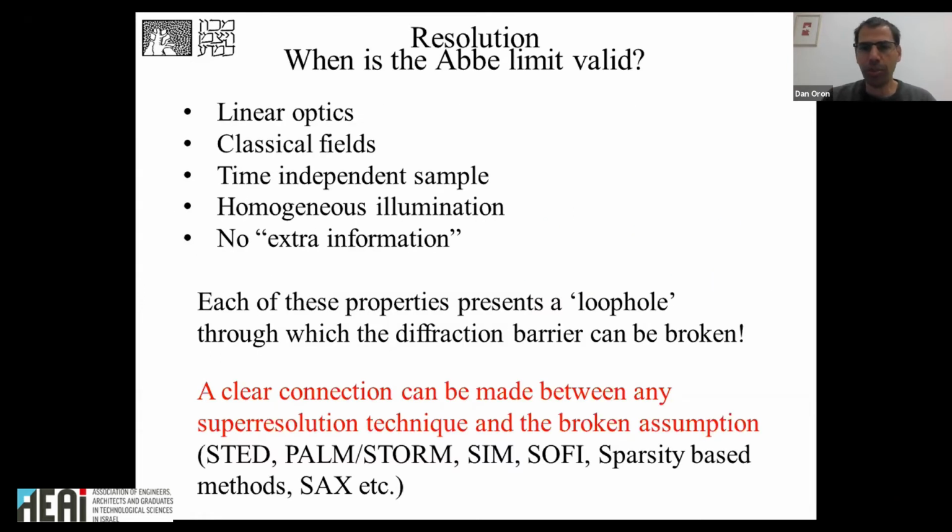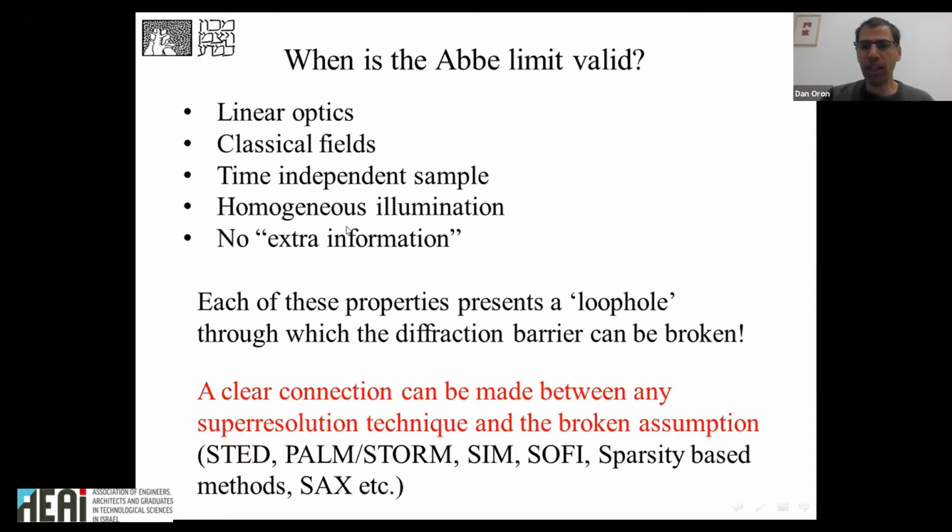And now, what are the assumptions put into Abbe's model? So Abbe made a lot of assumptions. These include linear optics, so no nonlinearity in the fields. Classical fields, of course; quantum mechanics was developed 30 years later, so he could not have known that quantum mechanics exists. A time-independent sample, so the sample doesn't change over time. There's homogeneous illumination. You don't illuminate portions of the sample. And there's no extra information that is given from somewhere else. And it turns out that each of these properties is a loophole through which you can break the diffraction barrier. This is not really surprising, because Abbe developed the diffraction barrier based on these assumptions.